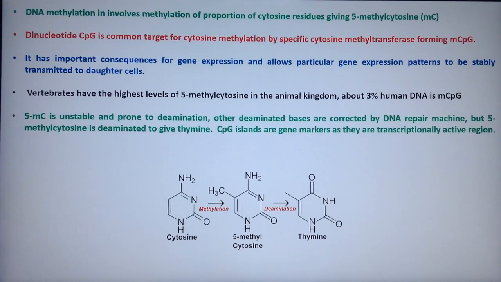DNA methylation involves methylation of a proportion of cytosine residues giving 5-methyl cytosine. The dinucleotide CpG is a common target for cytosine methylation by specific cytosine methyltransferases, forming mCpG. MeCpG also is used, and in some texts it is mCpG. It has important consequences for gene expression and allows a particular gene expression pattern to be stably transmitted to daughter cells. Vertebrates have the highest level of 5-methyl cytosine in the animal kingdom.